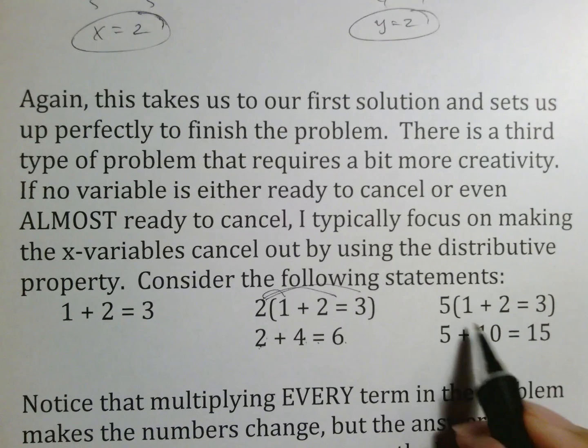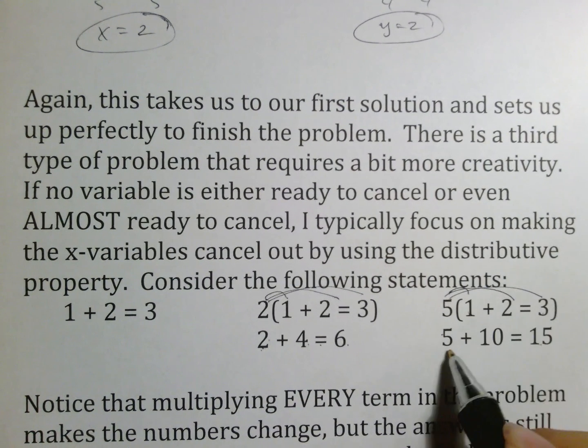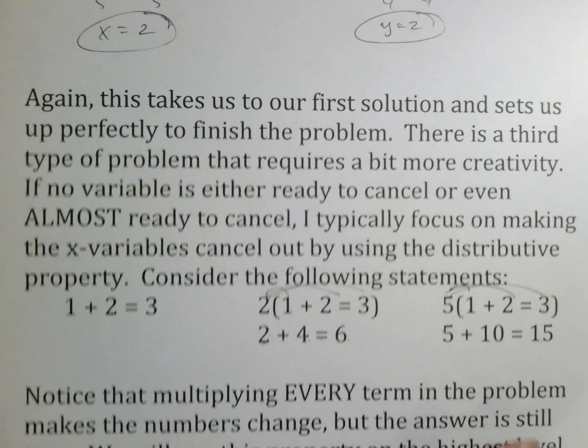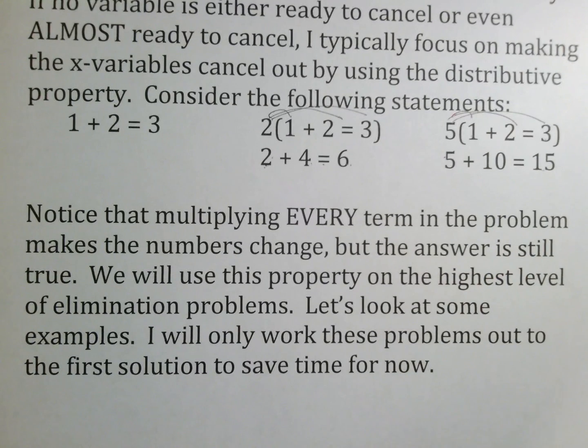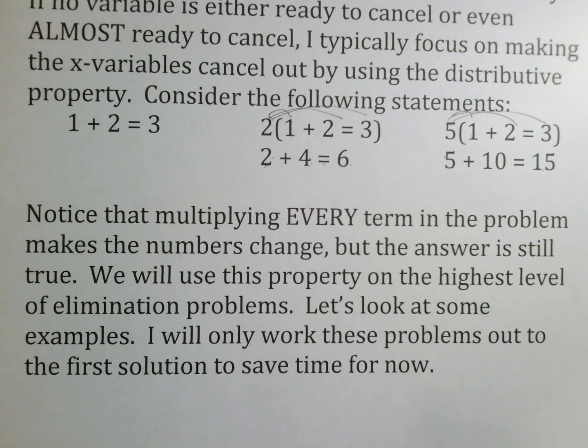Same thing if I decided to multiply everything by 5. Instead of 1 plus 2 equals 3, I get 5 plus 10 equals 15, which again is a true statement, which means that multiplying everything may make the numbers look different, but the equation is still a true equation. And so we're going to use this property on a high level of elimination problems. So let's look at some of the examples today.